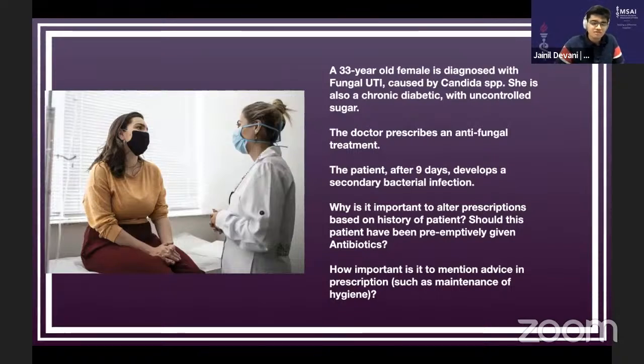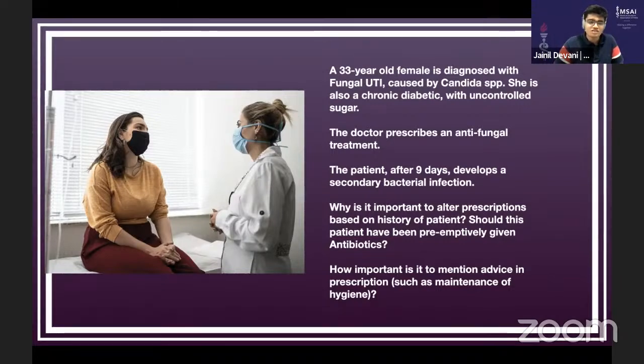A 33-year-old female is diagnosed with fungal UTI caused by Candida species. She is also a chronic diabetic with uncontrolled sugar. The doctor prescribes an antifungal treatment as required. The patient, after 9 days, develops a secondary bacterial infection. So in this case, I would like to ask you, why is it important to alter prescriptions based on the history of the patient? Should this patient have been preemptively given antibiotics? And how important is it to mention advice in the prescription, such as maintenance of hygiene as well?